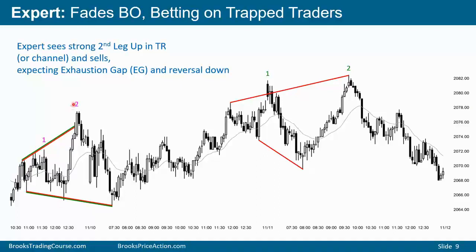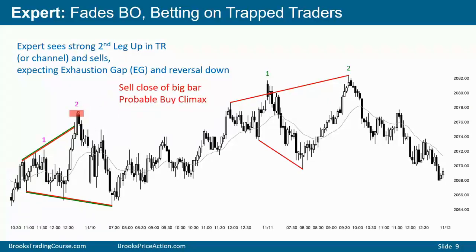Leg 1, pullback leg 2. Leg 1, pullback leg 2. Expert traders know that an exhaustion gap is more likely than a measuring gap when the market's in a trading range, and therefore they're looking to sell a reversal down.